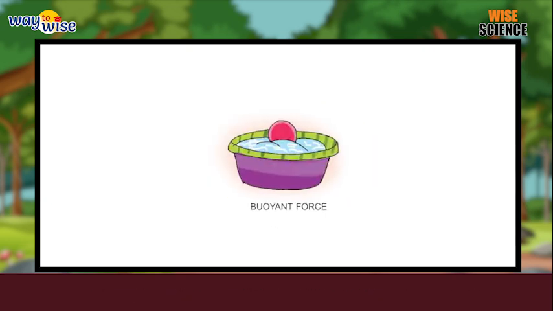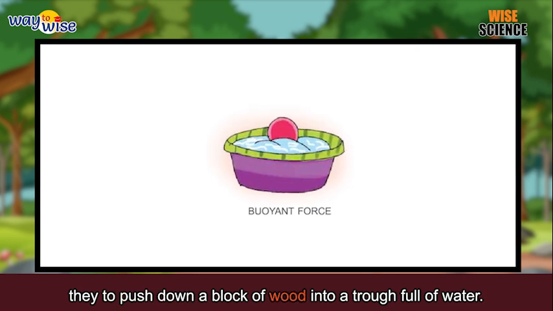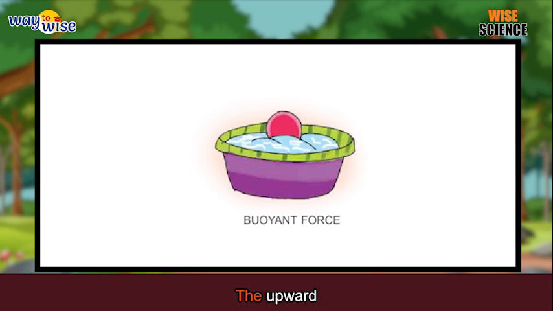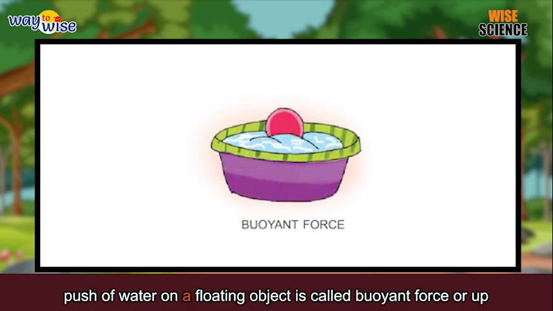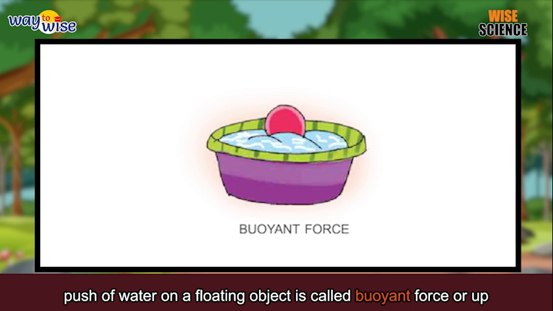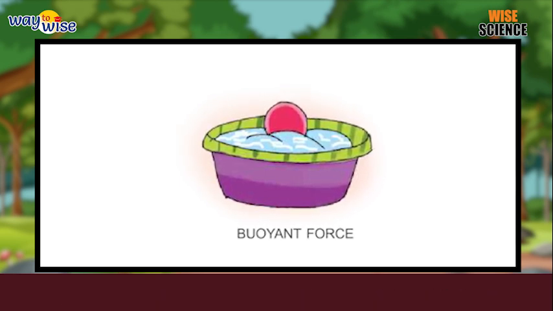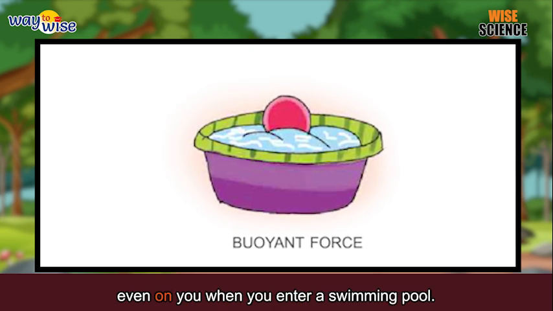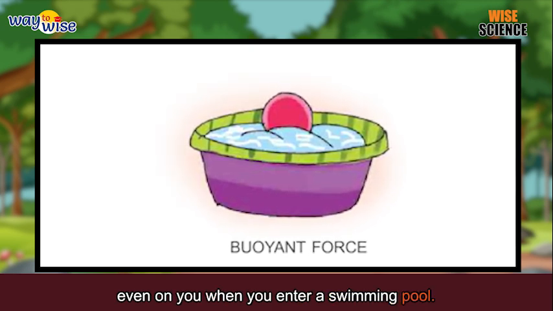Buoyant force. Try to push down a block of wood into a trough full of water. You will feel an upward thrust. The upward push of water on a floating object is called buoyant force or upthrust. This force acts on every object, even on you when you enter a swimming pool.